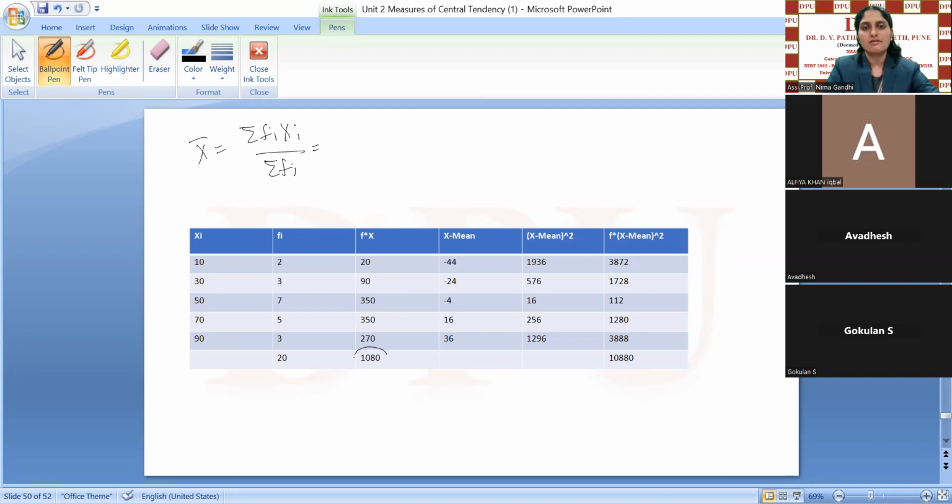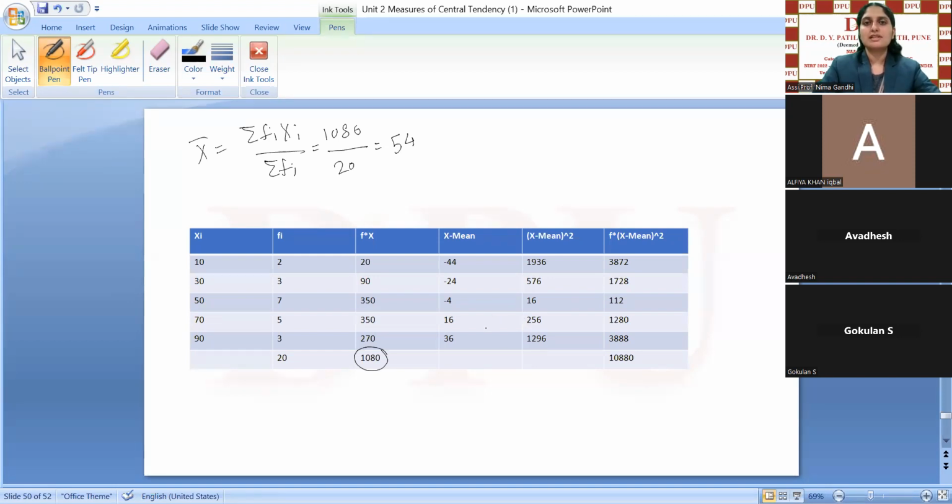So the total is 1080, divided by the total of frequency, which is 20. If you do this, the answer is 54. Kindly check the answer. 1080 divided by 20. Yes, 54. So you have now x bar.